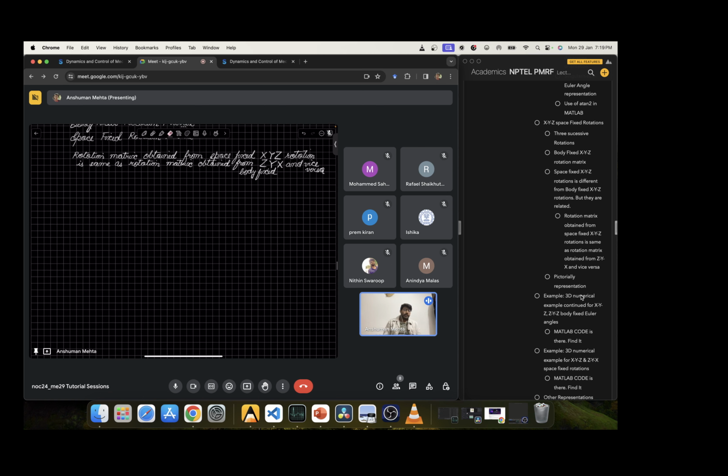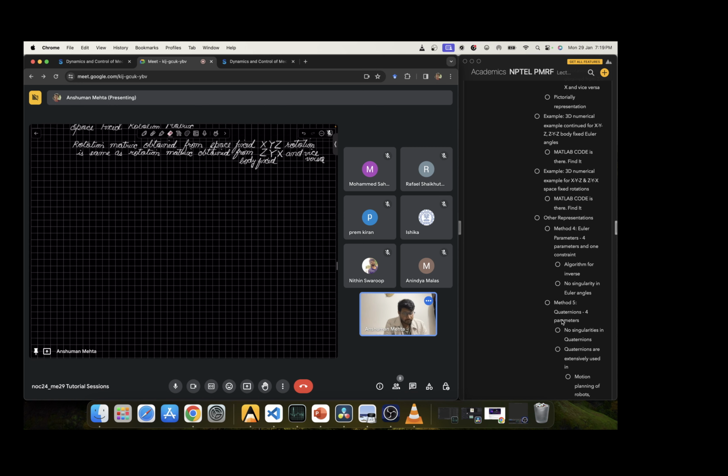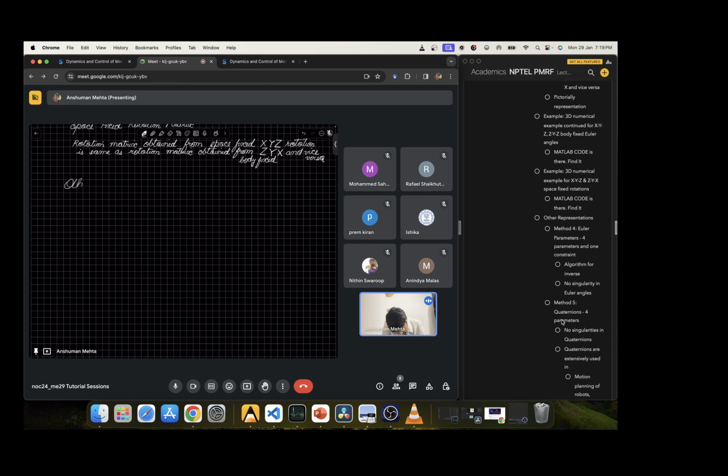Then there was a 3D numerical example for XYZ and ZYZ body fixed Euler angles, and there is a MATLAB code there. Then there was another 3D numerical example where XYZ and ZYX space fixed rotations were used. Again the MATLAB code is there. Now apart from that, we have other representations as well, something called Euler parameters. The description is given as 4 parameters with one constraint.